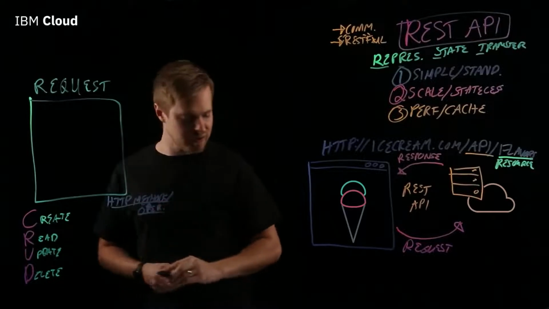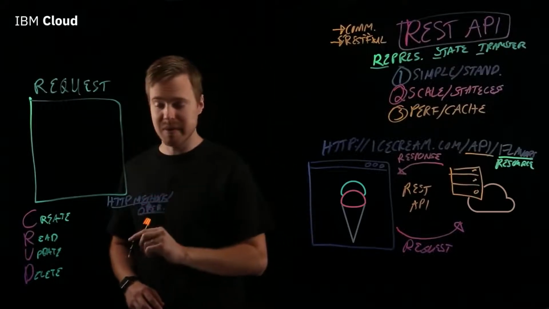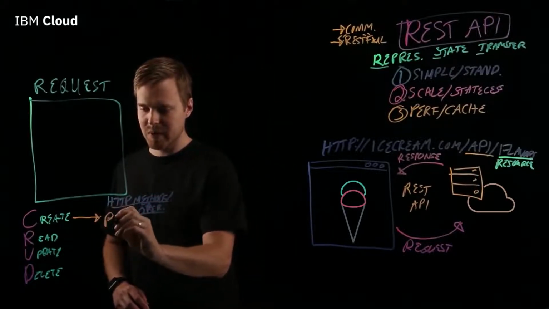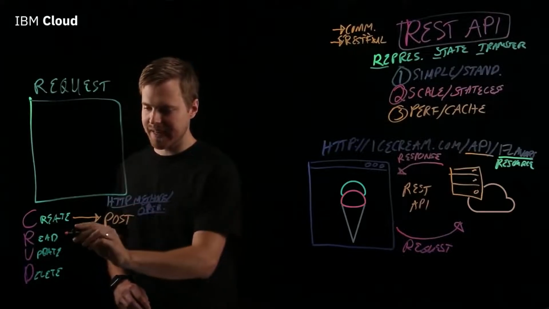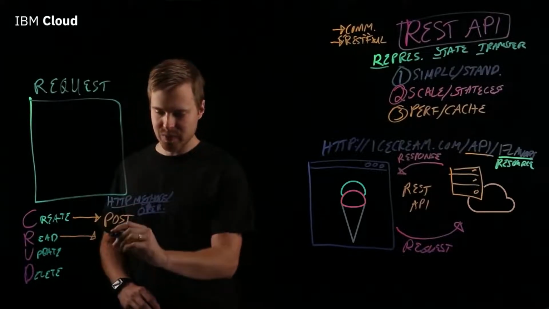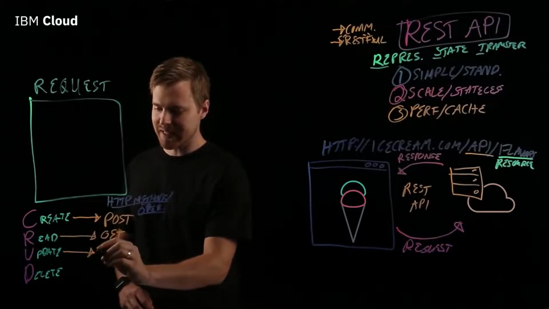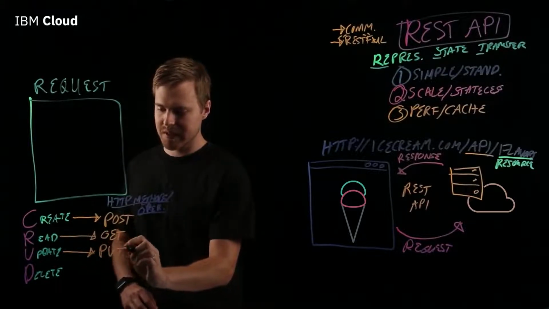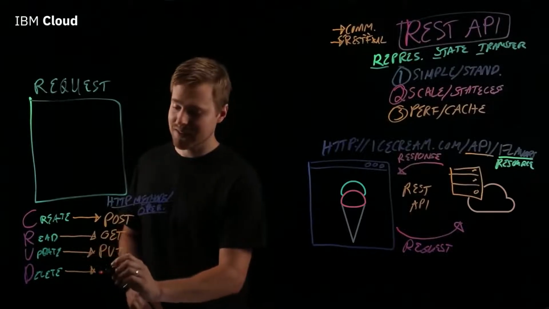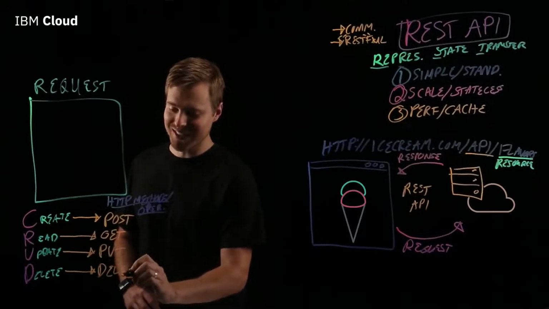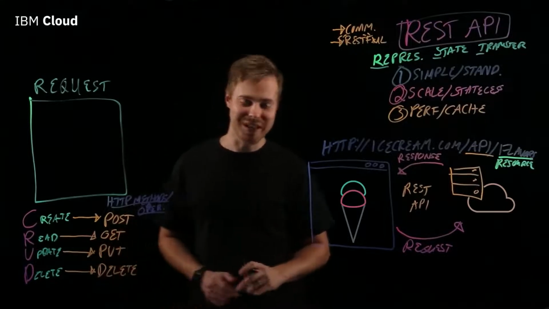Right? So what's the equivalent of create in an HTTP method? Well, it's post. And how about read? So read is actually called get. Update or replace is put. And delete, guess what it is? Delete. Not too creative there.